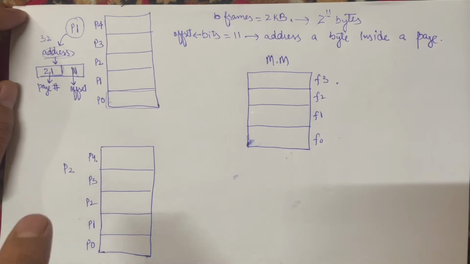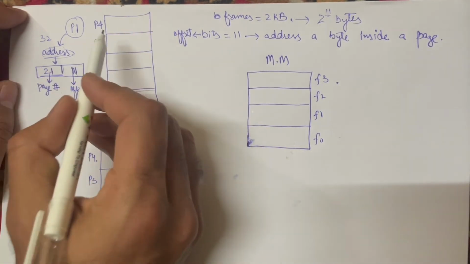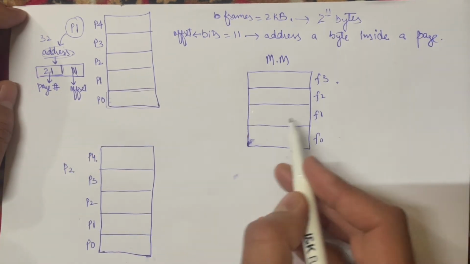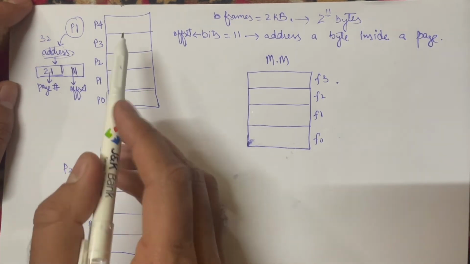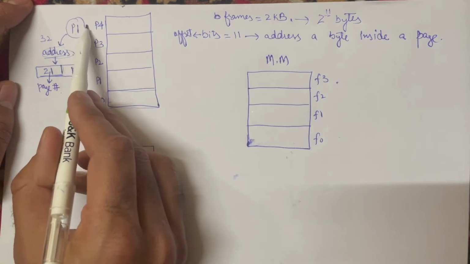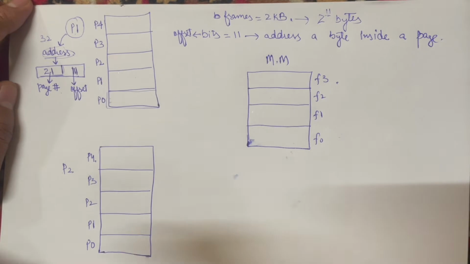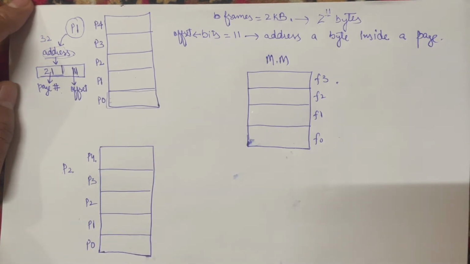Now what I am saying is that in the paging technique, we are dividing the virtual memory of processes into fixed size chunks called pages, and main memory is also divided into fixed size blocks called frames. Now what we are going to do is take some pages of P1 and place those pages into the main memory, and the remaining pages are placed into the secondary memory.